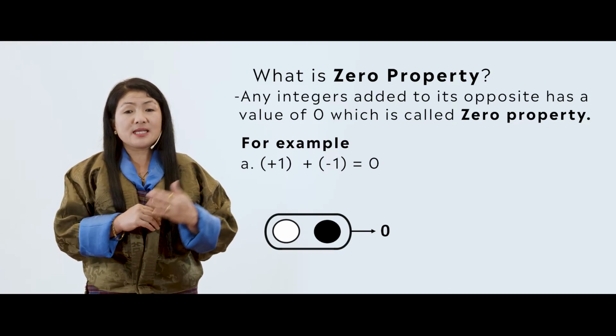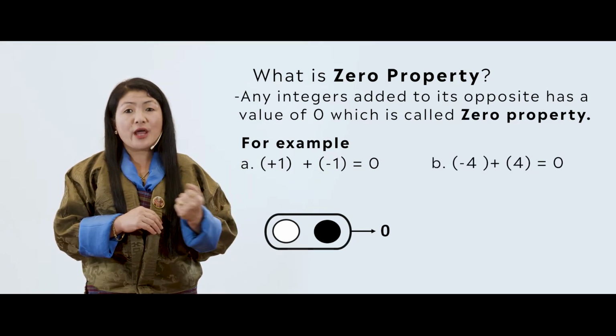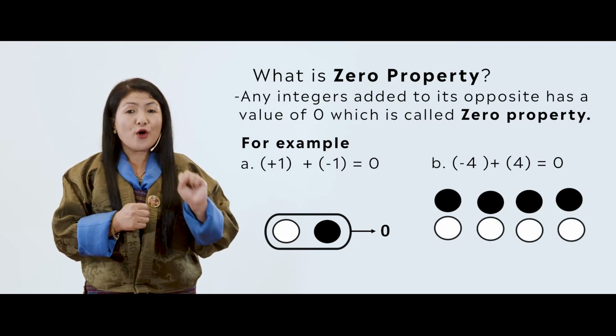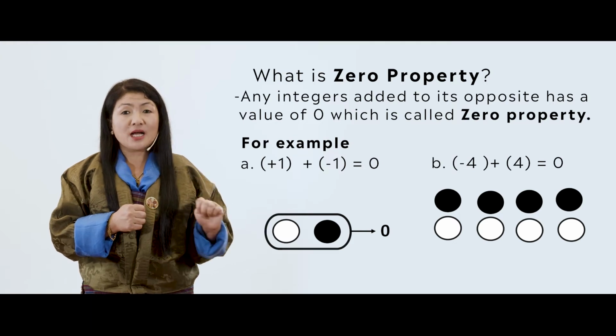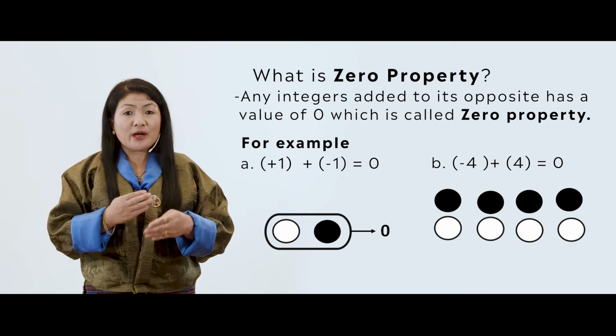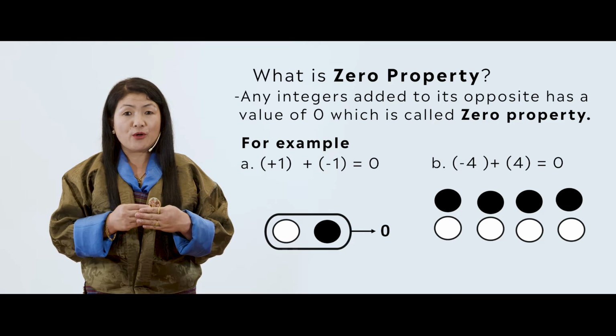Look at example B. There we are adding negative 4 and positive 4, and here we are using 4 black counters for negative 4 and 4 white counters for positive 4. So here we are applying zero property by making the value 0.